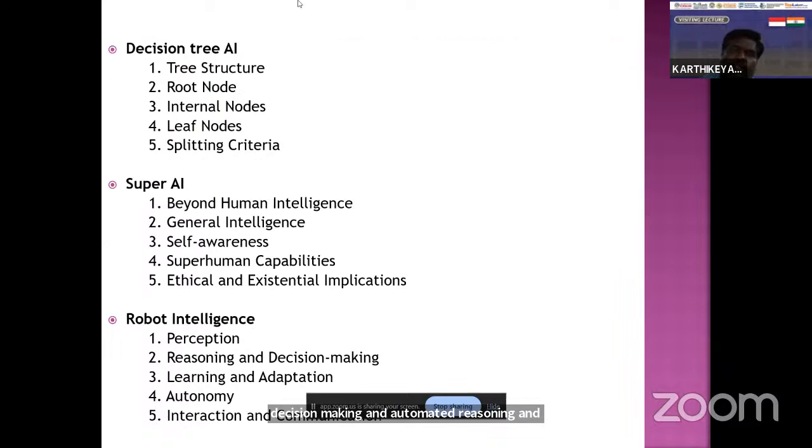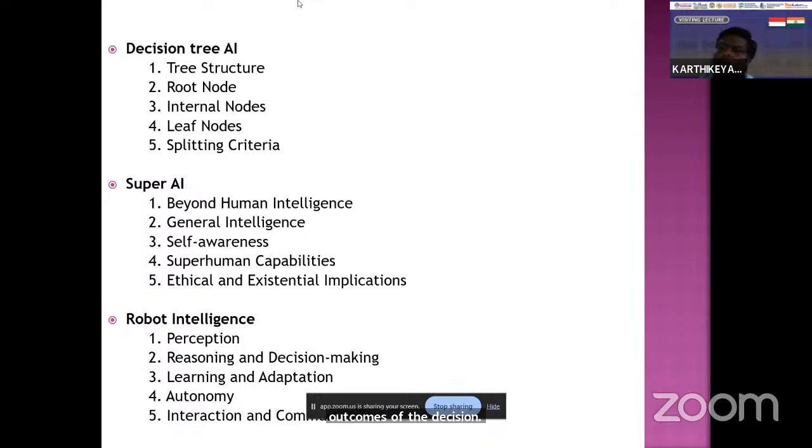And the next type is decision tree AI. The decision tree AI follows tree structures. The tree structure is nothing but a hierarchical structure composed of nodes and branches. Each node represents a decision based on a feature value, and each branch corresponds to the possible outcomes of the decision.